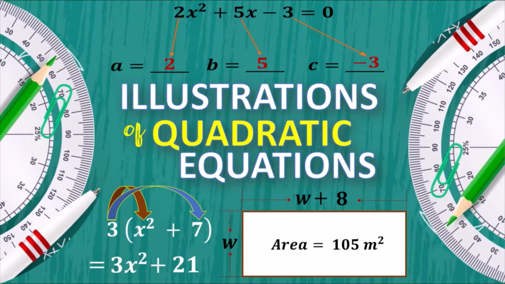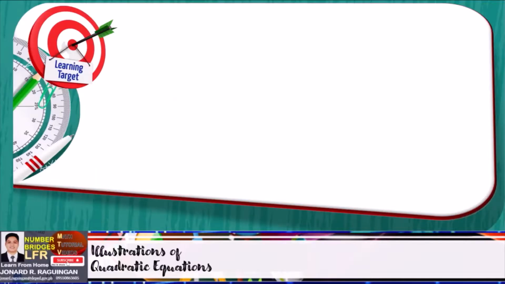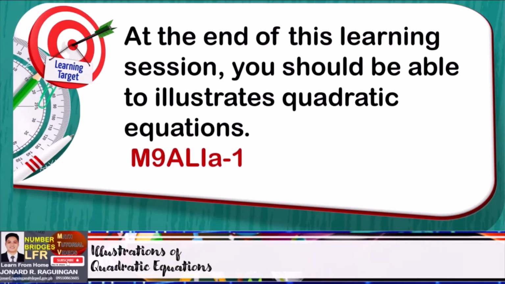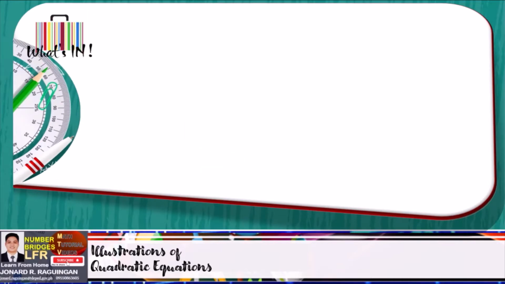the succeeding topics. For our learning target, at the end of this learning session, you should be able to illustrate quadratic equations. Let us recall how to multiply polynomials. Remember that to multiply two polynomials, multiply each term of one polynomial by each term of the other polynomial. Then, simplify by combining similar terms if needed.